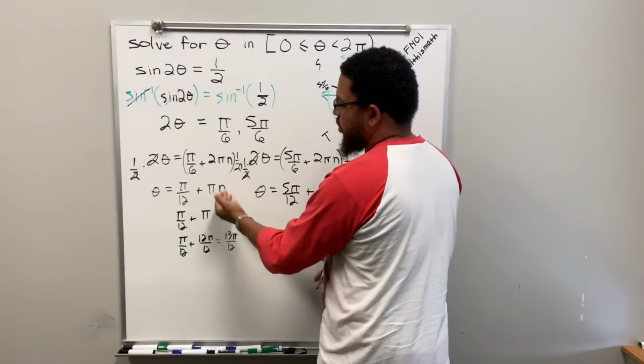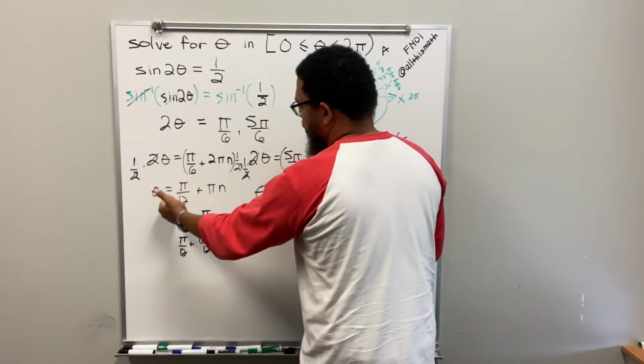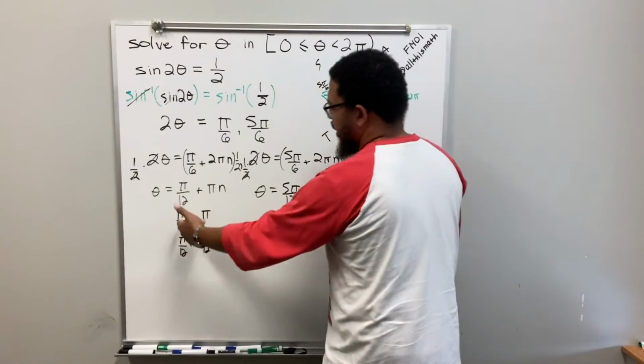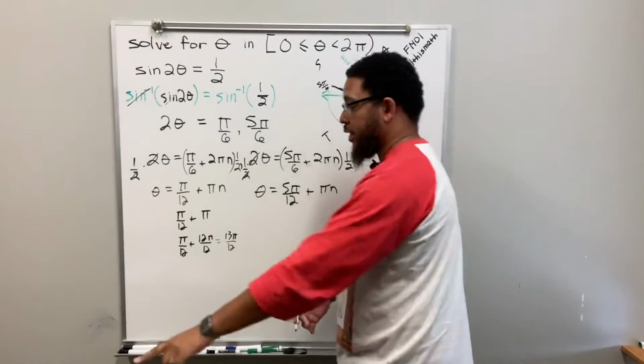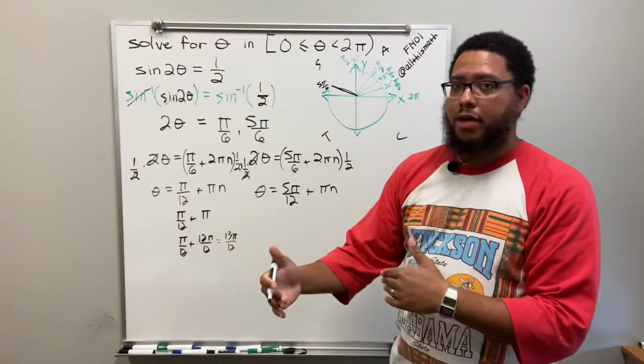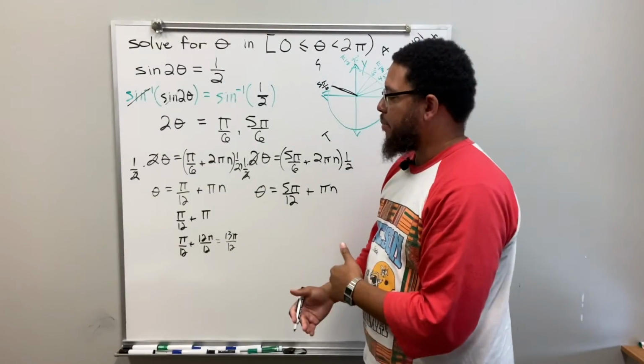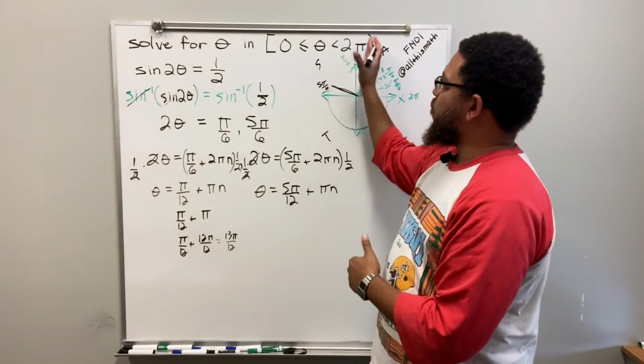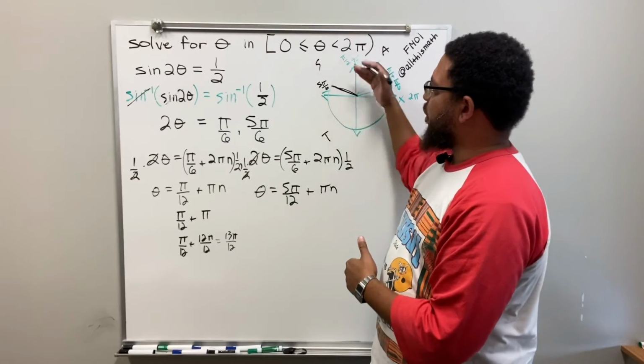See, the n value at first is 0, which leaves us with pi over 12. And then when you make n 1, it's going to give us 13 pi over 12. Now, check this out, though. How do you know when to stop, right? You know when to stop because we're in this range. We don't want to go past 2 pi, right? We don't want an angle that's past 2 pi.